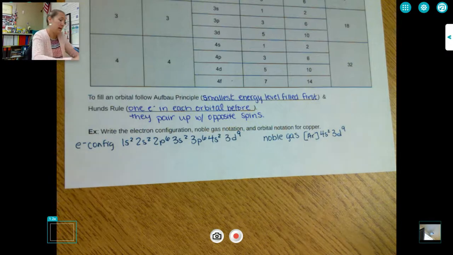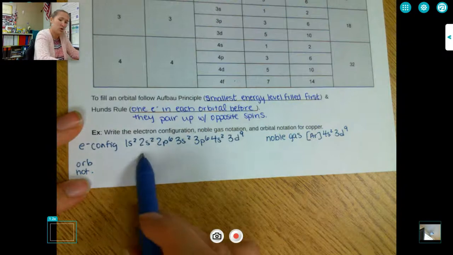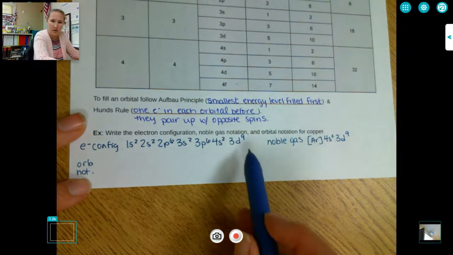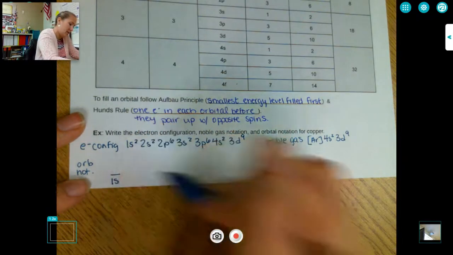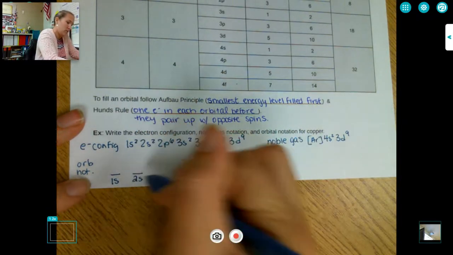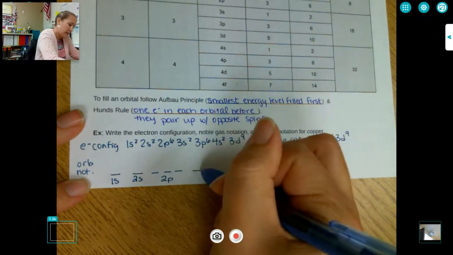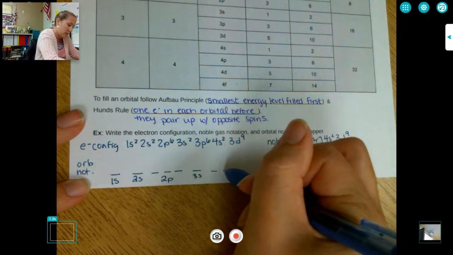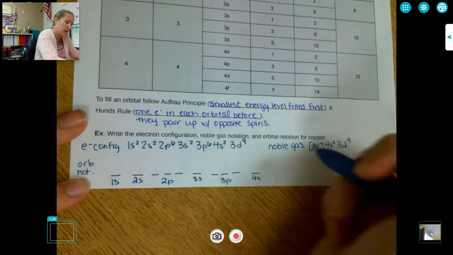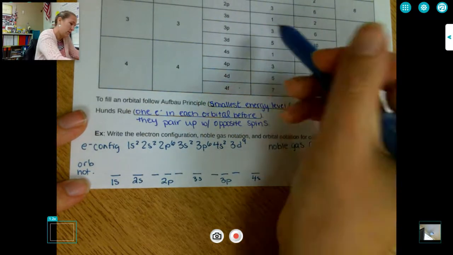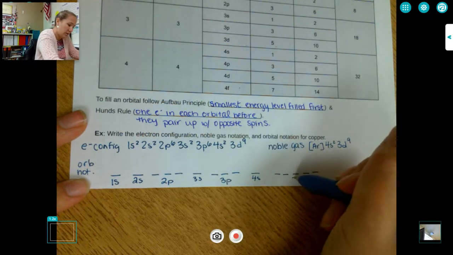And then finally, we have our orbital notation, which is just where we show all of our orbitals and where our electrons are based off of our electron configuration. So S has 1. So I've got 1s, 2s. P has 3. Again, S has 1. P has 3. S has 1. And then D has 5. See, 3D, 5. 1, 2, 3, 4, 5.